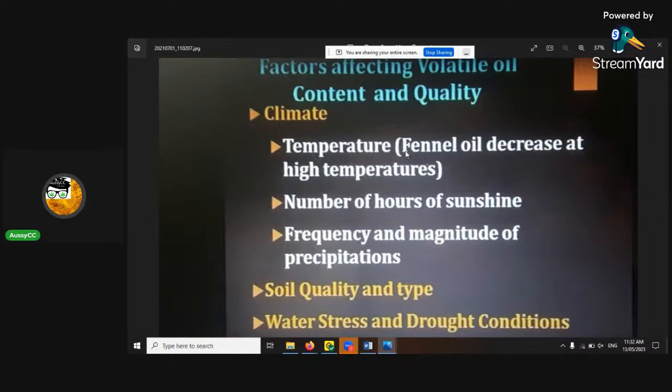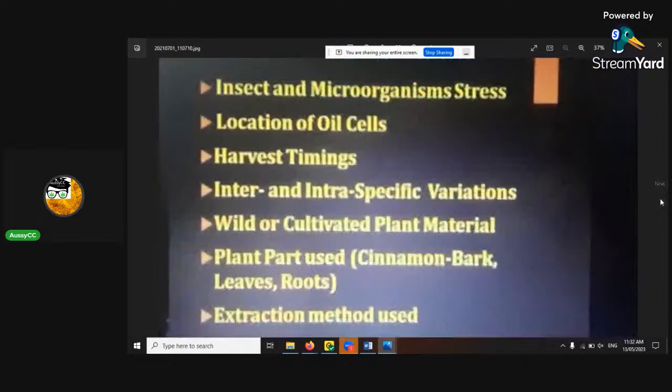And the factors that affect the different types are stresses, to cut a long story short. That can be temperature, the number of hours of sunshine, the frequency and magnitude of rain, the soil type, the genetic makeup in the soil, whether it is fungal dominant or bacterial dominant, water and drought stresses, other abiotic and biotic stresses, insect and microbial stress, locations, harvest, integral spectral rate, wild and cultured plant material, and the plant part.